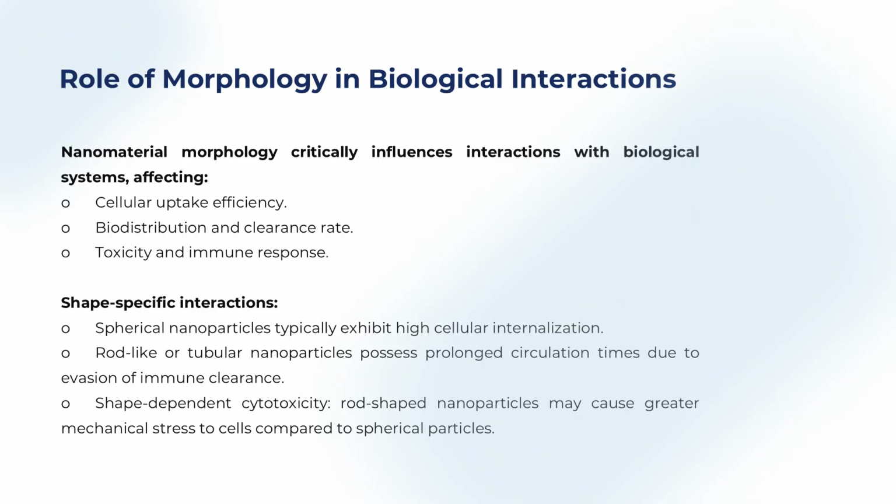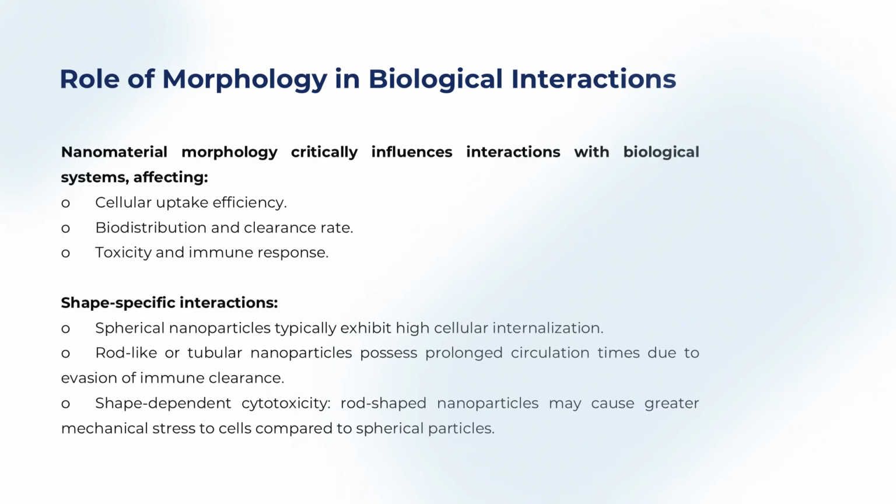So what is the role of morphology in the biological interactions between the nanocarriers, nanomaterials, and our body? It is critical as the influencer of interactions. For example, it can affect cellular uptake efficiency, biodistribution and clearance rate, toxicity, and immune response.